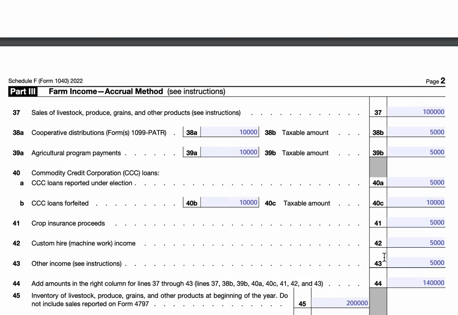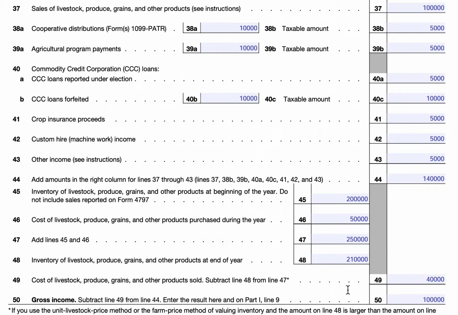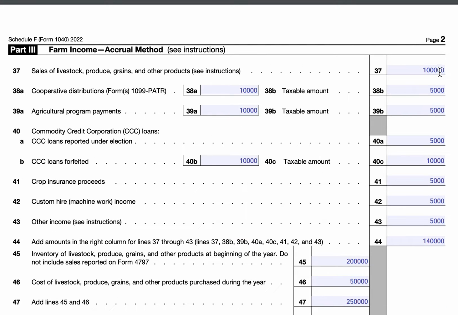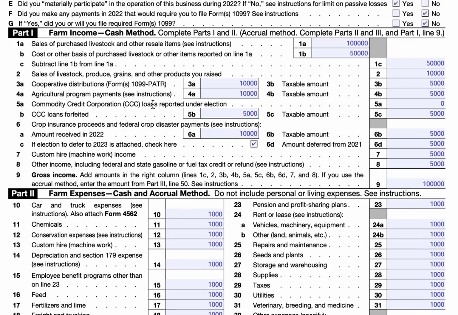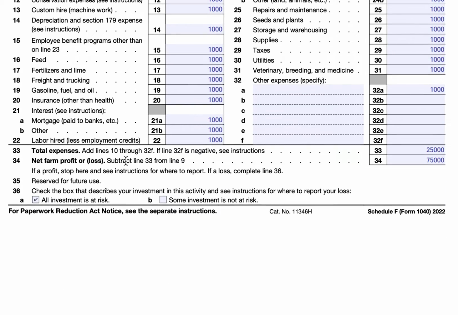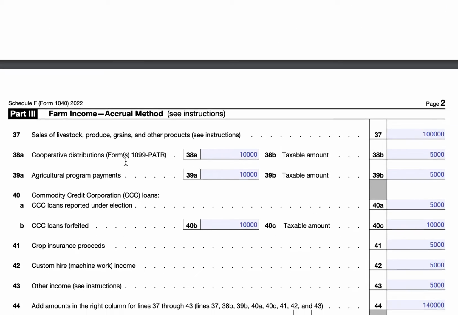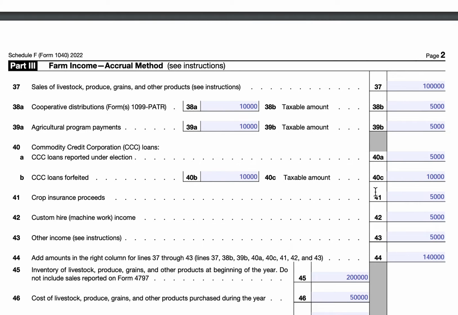So we're going to go to the accrual method, and you're going to see similar lines, and we're going to go over them a little bit less detail because we've already covered them. So sale of livestock, produce, grains, and other products. We're going to cover a little bit more about that, but you'll see that line 38A looks very similar to line 3A. So a lot of these aren't changing, although you may be reporting them differently based on the timing of the receipt of certain payments. So in this scenario, these all match up exactly the same, and that's okay.